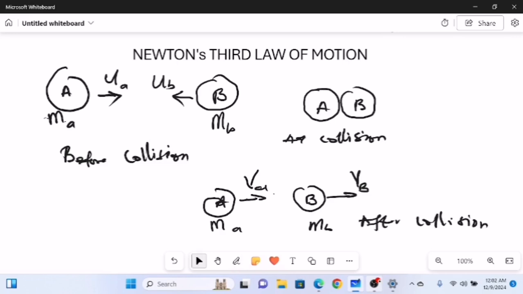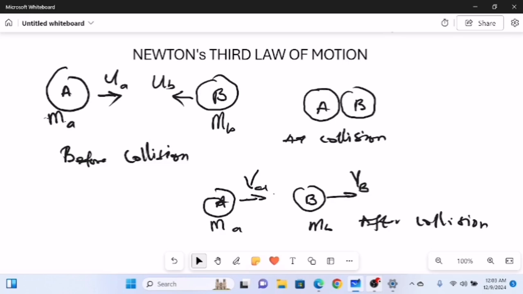That's after collision. So now, what is the principle of conservation of linear momentum? The sum of momentum before collision is equal to the sum of momentum after collision.